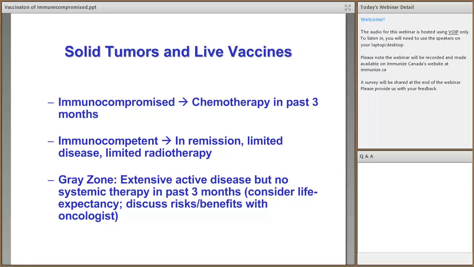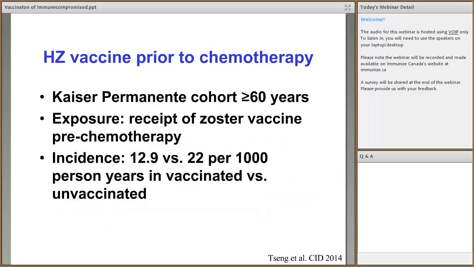Now, as with everything in medicine, there are gray zones that would need expert opinion. These are patients who may have extensive active solid tumors, maybe metastatic disease, but no systemic therapy in the past 3 months. Maybe there are no plans for any chemotherapy in the future. So in this case, we would consider their life expectancy and discuss the risks and benefits of vaccination with the oncologist. So there are always these gray zones when we think of solid tumors.